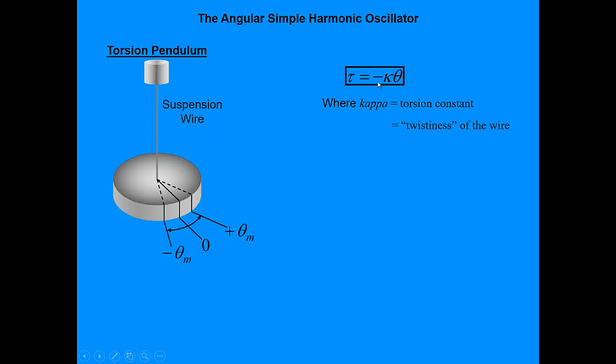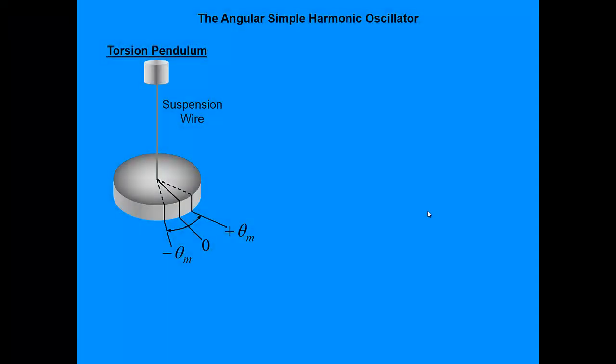And notice here the negative means that the torque applied by the wire and the angular position of this disc are proportional to one another but opposite in direction. This is what we would call a restoring torque. When you move it a little bit here in the positive direction, the torque from the wire would tend to want to push it back towards equilibrium. If we go to the negative side here, the torque from the wire would want to push it back towards the middle, towards equilibrium. Remember, you need to have restoring torques, or in linear cases, restoring forces, for something to be a simple harmonic oscillator.